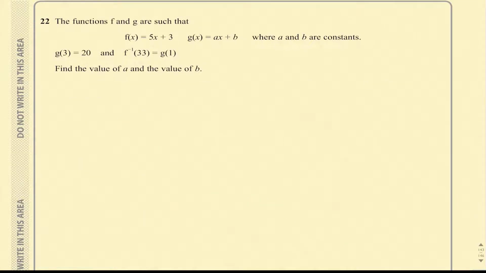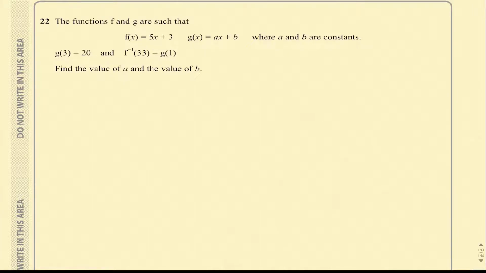Question 22. We have f(x) given to us and g(x) given to us as well. We need to find a and b, and also we have g(3) = 20, and the inverse of f(33) equals g(1).